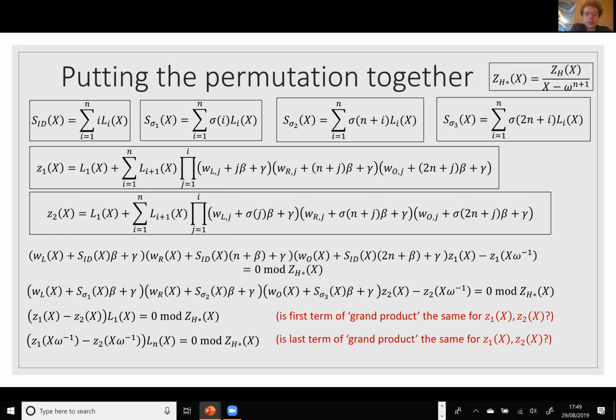So yes, I was told to not keep it too high level because it's quite a technical crowd. So yeah, here's some maths.